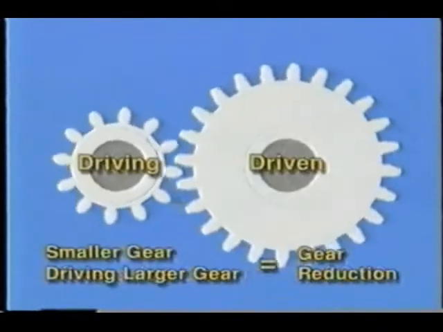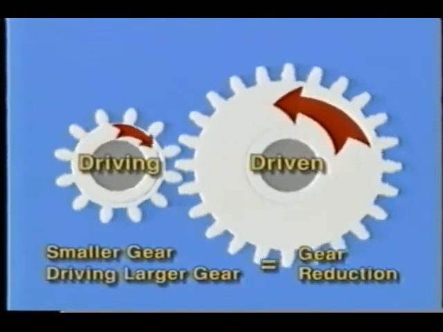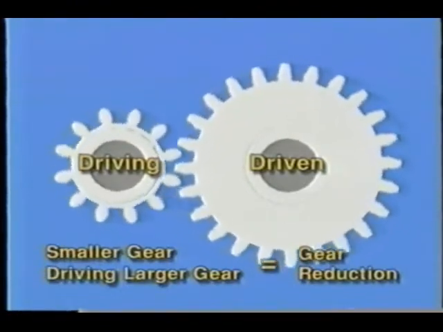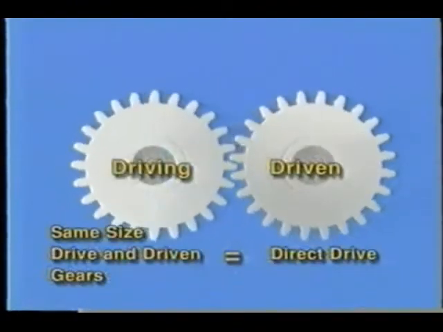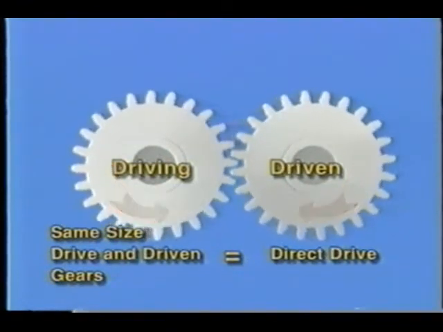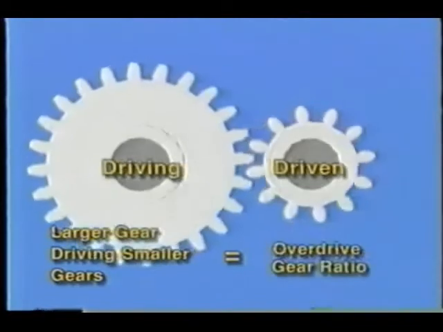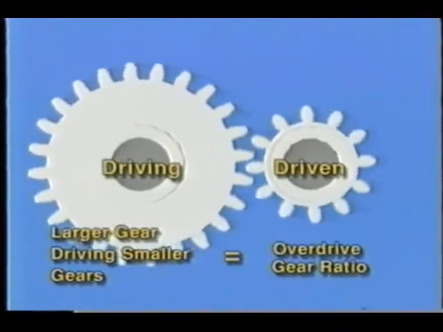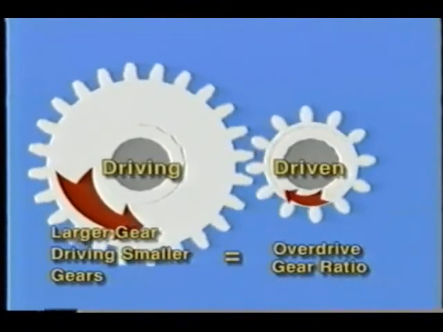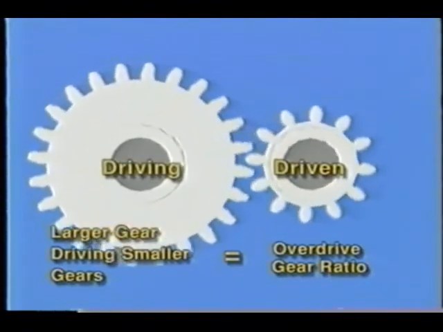To sum gear ratios up, when a small gear is driving a larger gear, it is in gear reduction and multiplies torque. When the driven and drive gears are both the same size, no change in torque or rotation speed is made. This is called direct drive. When a larger gear is driving a smaller gear, the driven gear rotates faster than the driving gear, but with less torque. This is an overdrive gear ratio.